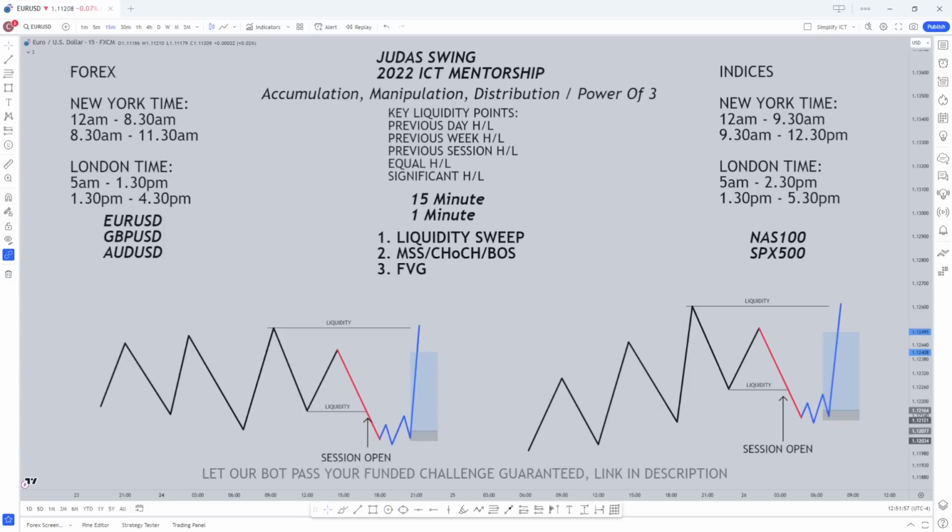So, the Judas swing strategy from the 2022 ICT mentorship model. Essentially what it is: accumulation, manipulation, distribution. We're going to be looking for entries on the distribution leg within the manipulation, right? And it's basically the power of 3. You might have heard of this.